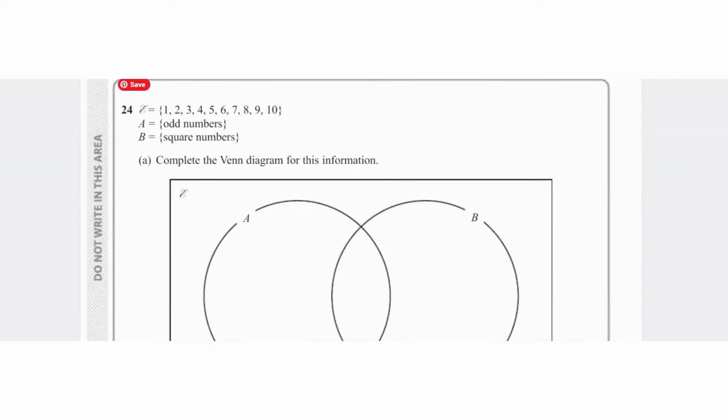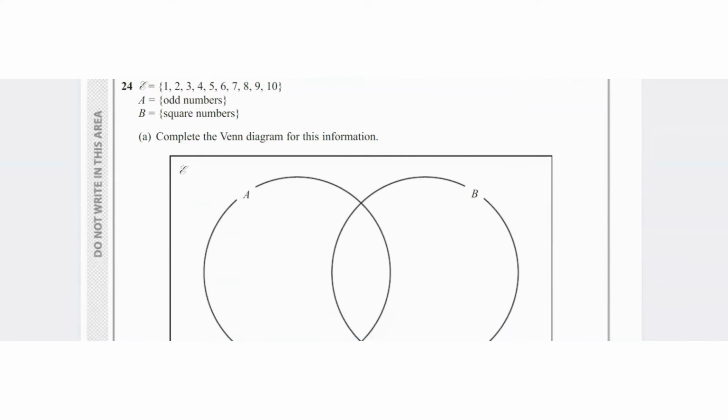Question 24 says that we have a universal set of 1, 2, 3, 4, 5, 6, 7, 8, 9, 10 values. A is odd numbers and B is square numbers. Complete the Venn diagram. Let's start with the intersection. The intersection between odd and square numbers is going to be 9 and 1, because both are square numbers and odd numbers. Square numbers other than that are 4 in the universal set. Odd numbers are 3, 5, 7, and that is it.